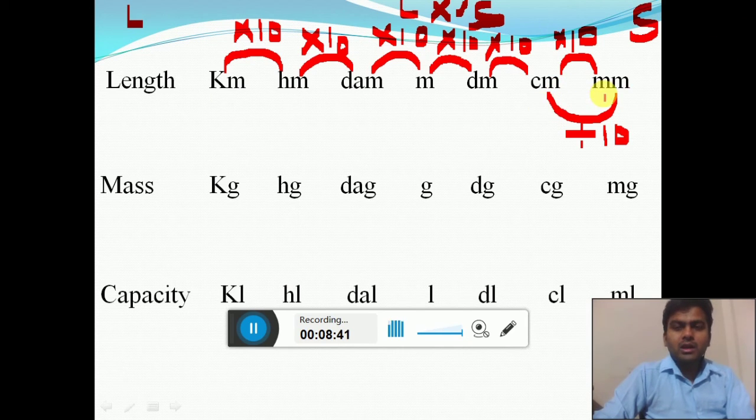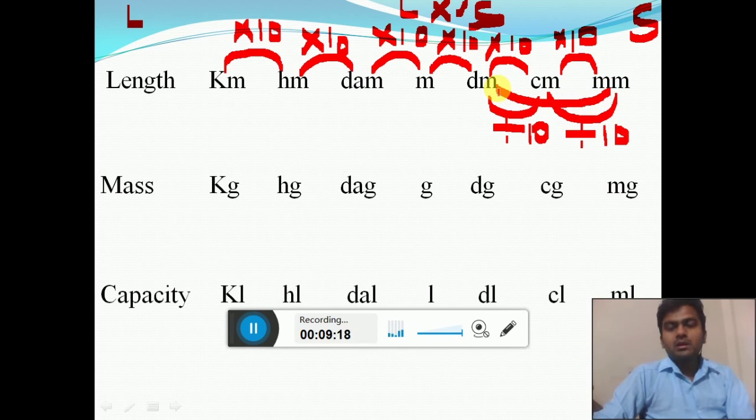So for converting a smaller unit into a larger unit, you have to divide. Between two consecutive units there will be a divide by 10. So with two consecutive units, dm and cm, when you want to convert a centimeter into the decimeter, you have to divide by 10. Or if you want to convert a millimeter into the decimeter, how much is the count? 10 and 10, two counts of 10.